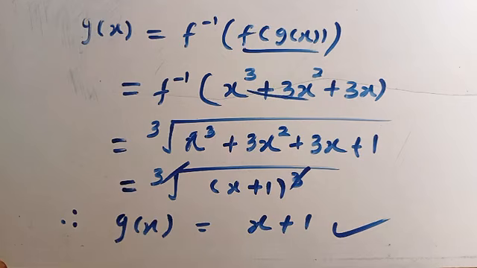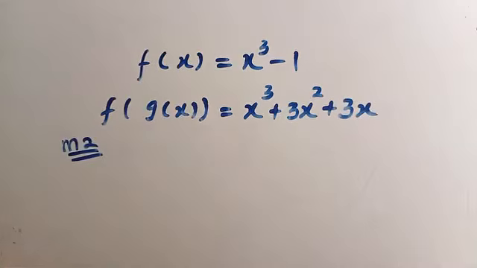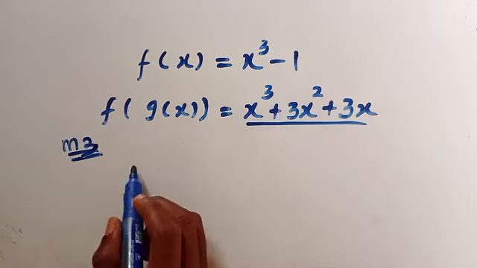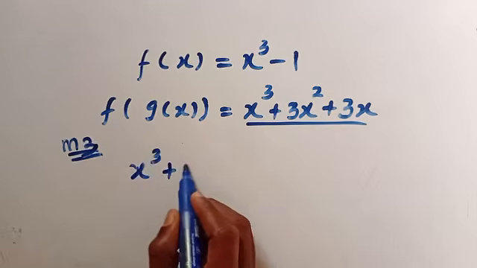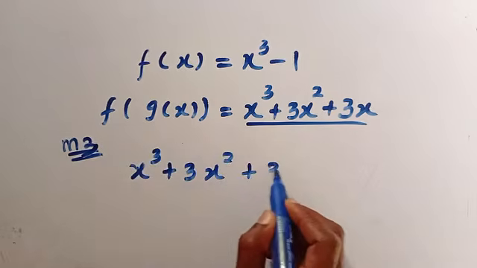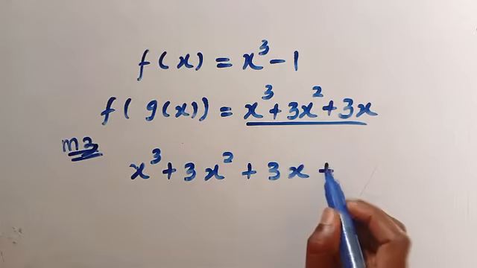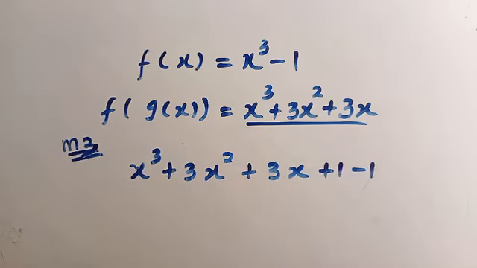As I promised, I'll be using 3 different methods to solve this problem. So the last method is the easiest one that we can use to solve this, just at a glance. Let's get into it. So for method 3, this can be solved in just 5 seconds looking at this. When we look at this one, we have x cubed plus 3x squared plus 3x. So this is what we have. Suppose I add 1 and subtract 1 from here.